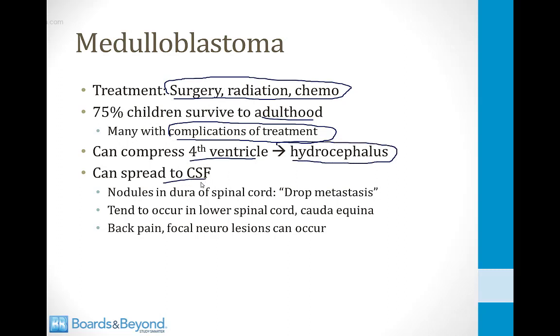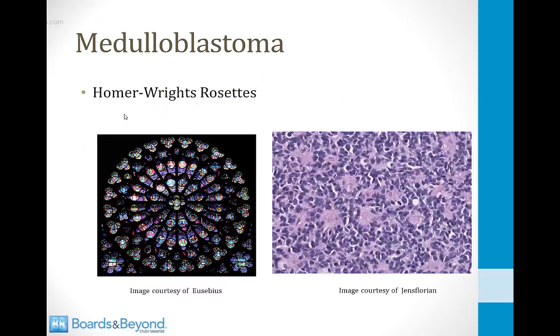So when this happens, you'll see nodules in the dura of the spinal cord. These are called drop metastases. And these tend to occur in the lower spinal cord, so sometimes they cause a cauda equina syndrome. And these patients will then have back pain and focal neural lesions from the spread to the CSF. The characteristic pathfinding that you need to know for medulloblastoma is called the Homer-Wright rosette.